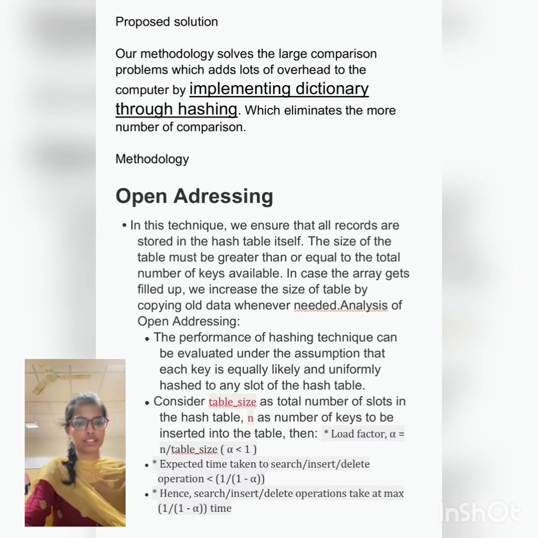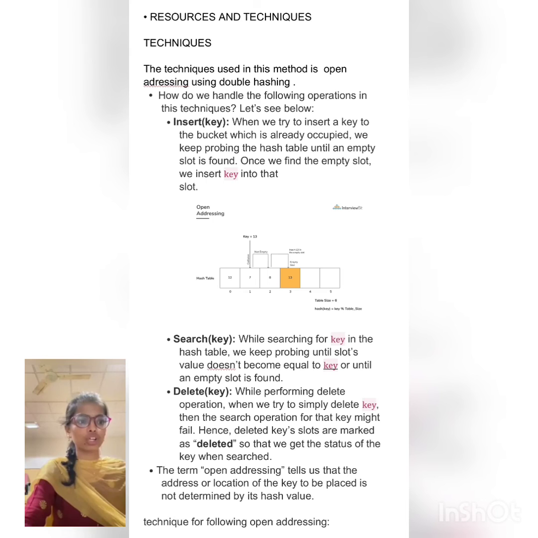Resources and techniques. The technique used in the method is open addressing using double hashing. How do we handle the following operations in this technique? Let us see below. Insert key. When we try to insert a key at a slot which is already occupied, we keep probing the hash table until an empty slot is found. Once we find the slot, we insert the key into that. Search key. While searching for a key in the hash table, we keep probing until the slot's value becomes equal to the key or until an empty slot is found.